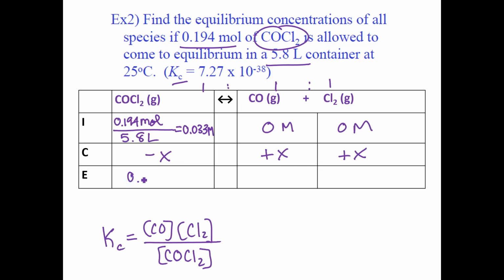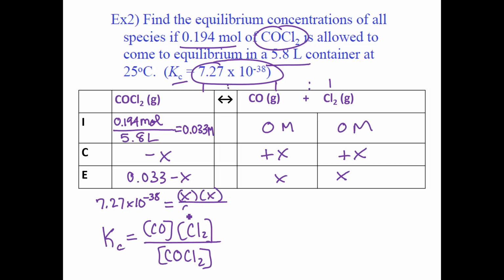And then equilibrium is 0.033 minus x, and then this is x, and this is x. So now I'm going to go down here and plug values into this equation I just wrote. So 7.27 times 10 to the negative 38, because they gave us this k value, and CO is x, Cl2 is x, and then this is 0.033 minus x. This ends up being x squared divided by 0.033 minus x equals 7.27 times 10 to the negative 38.